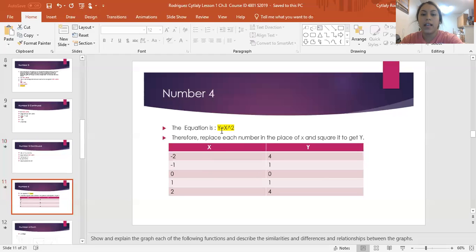So for example, for number 1, I put negative 2. So we're going to replace it in the x form. So it's negative 2 squared, and you get 4. Then we do negative 1 in place of the x, square that, and get 1. We do 0, square that, get 0. 1, square that, get 1. 2, square that, and get 4.